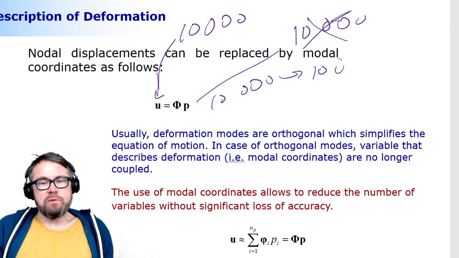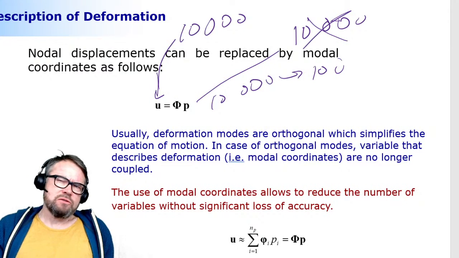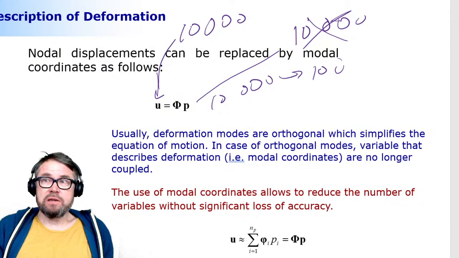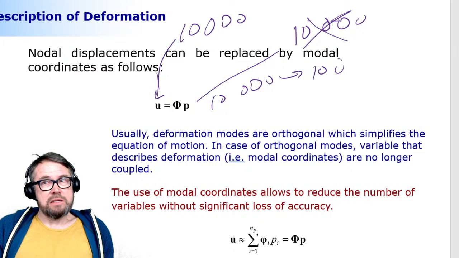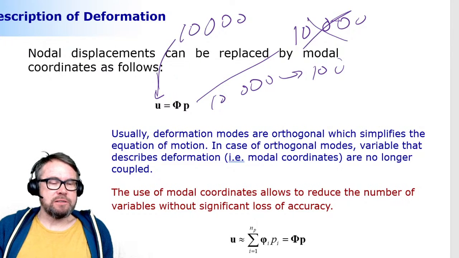Yes, you will lose accuracy, but not as significantly as you may think, and definitely it will boost the computational efficiency a lot. Because think about 10,000 unknowns and then you go down to 100. That's a huge, huge difference. How you do that, that's what we're going to discuss next.